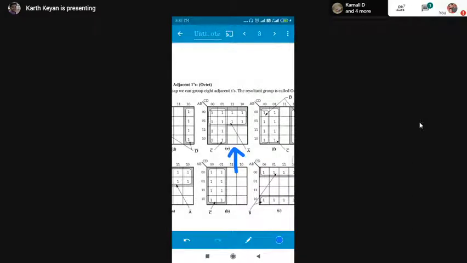Similarly, we'll go for the first two columns. For the first two columns, on the left side there is no common: A bar B bar, A bar B, then AB, then AB bar. On the top you have C bar D bar, and then C bar D, so C bar is the common. It goes like this.